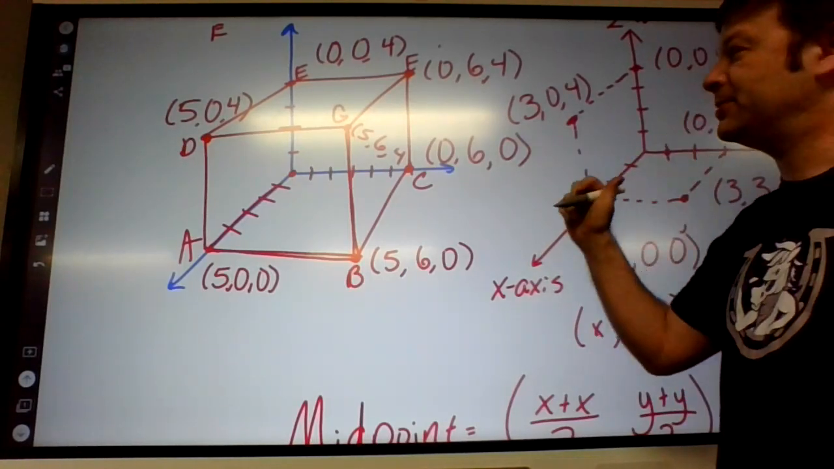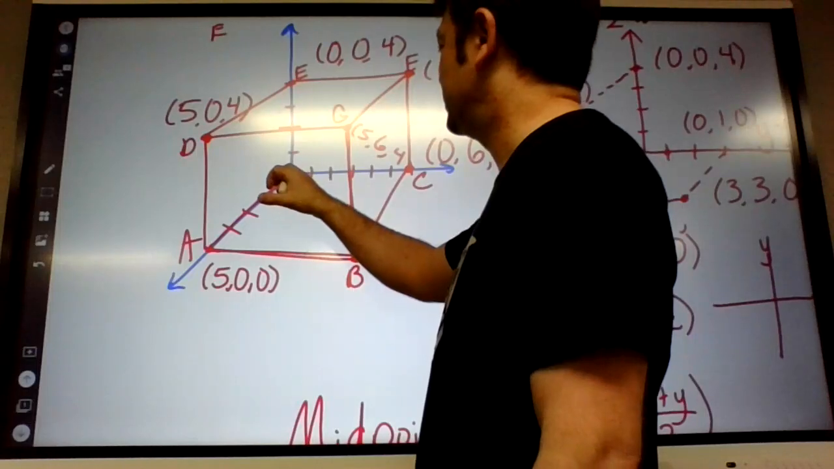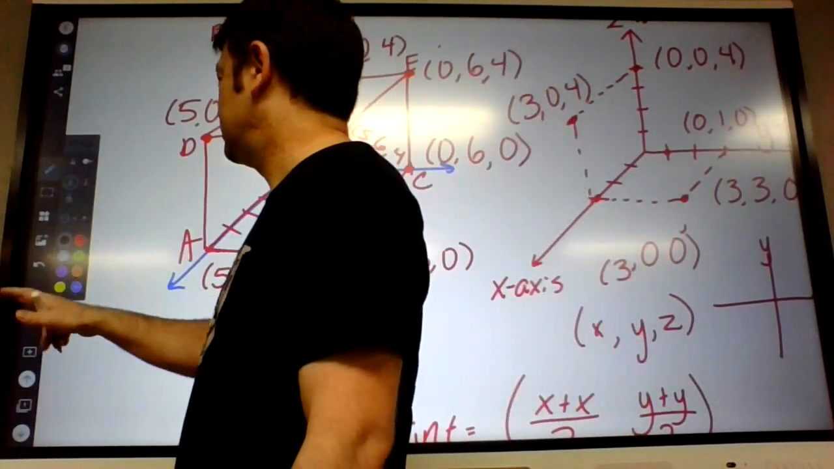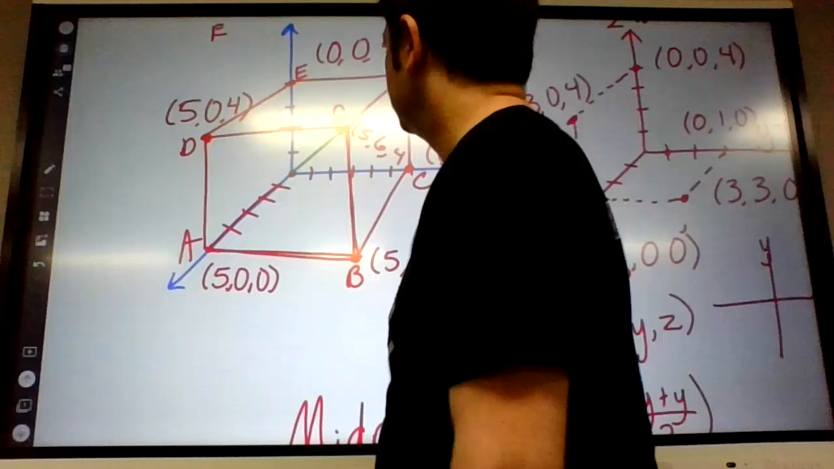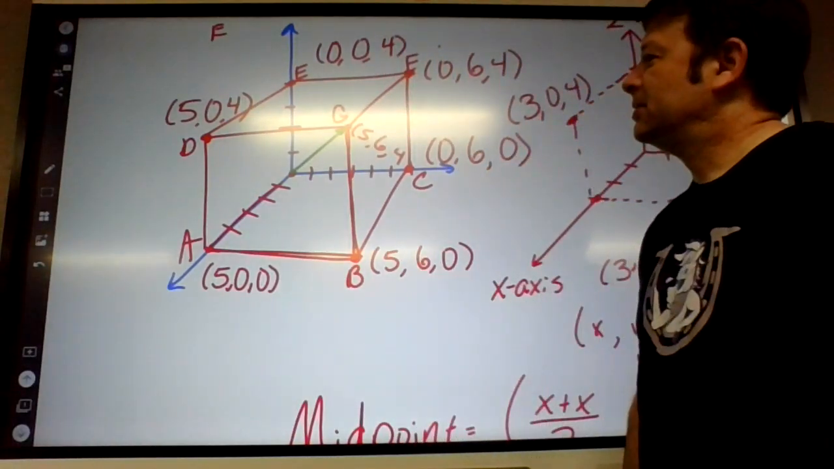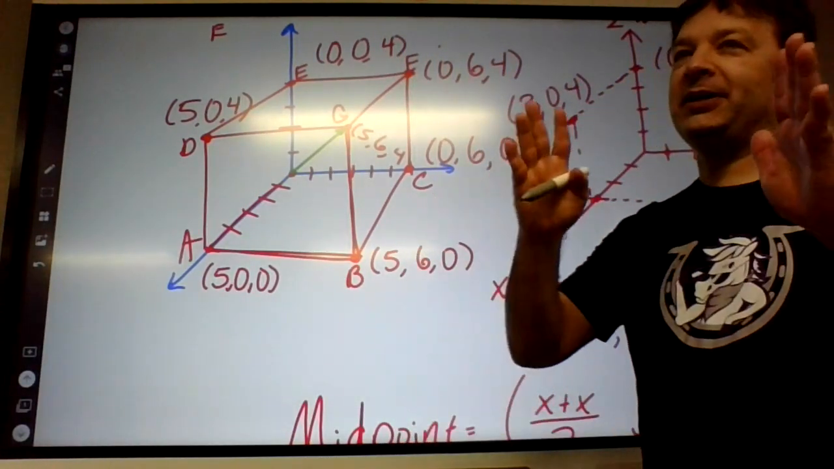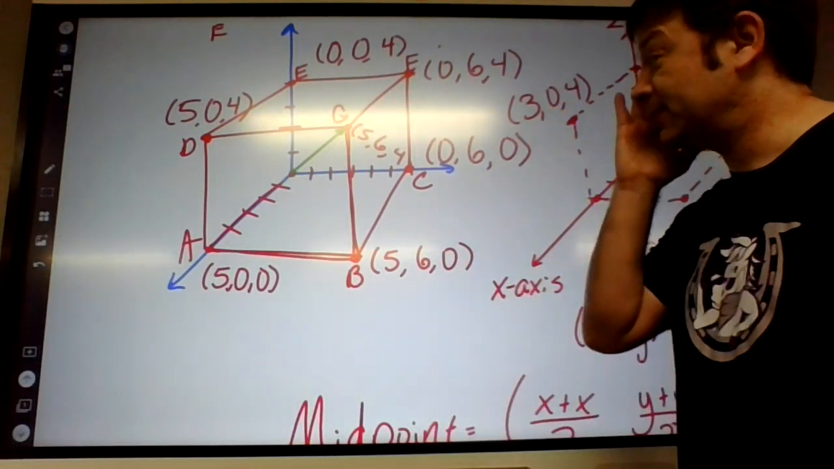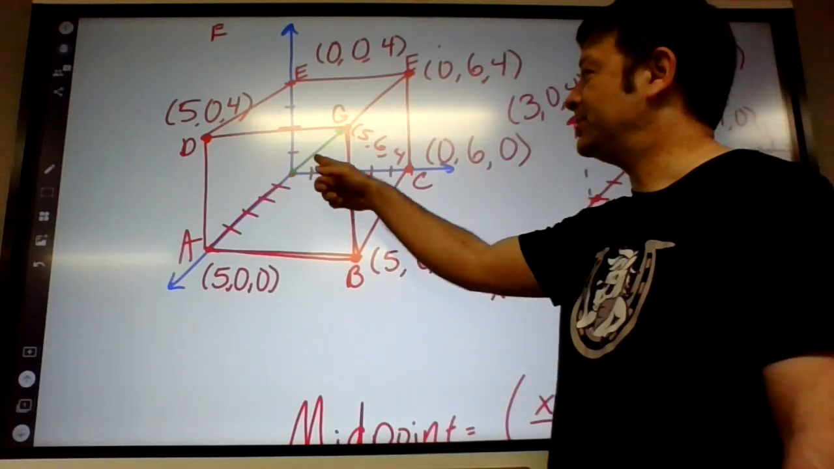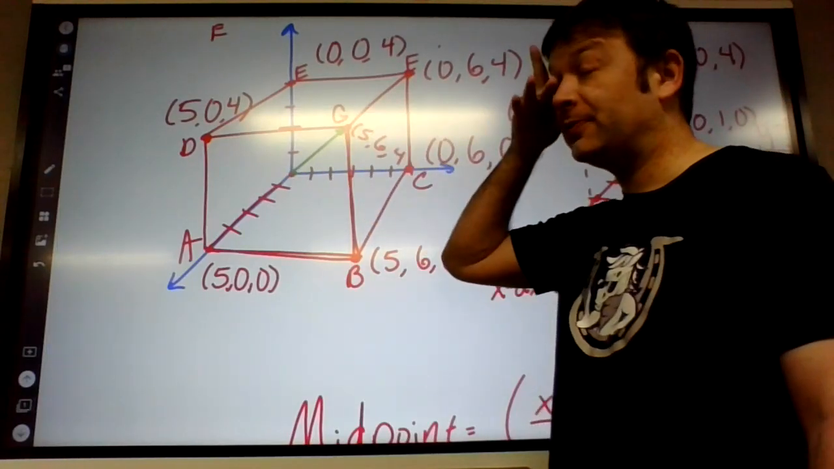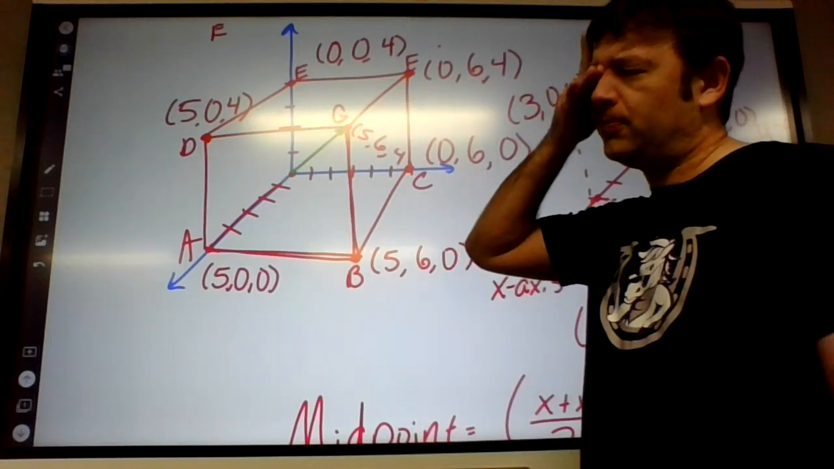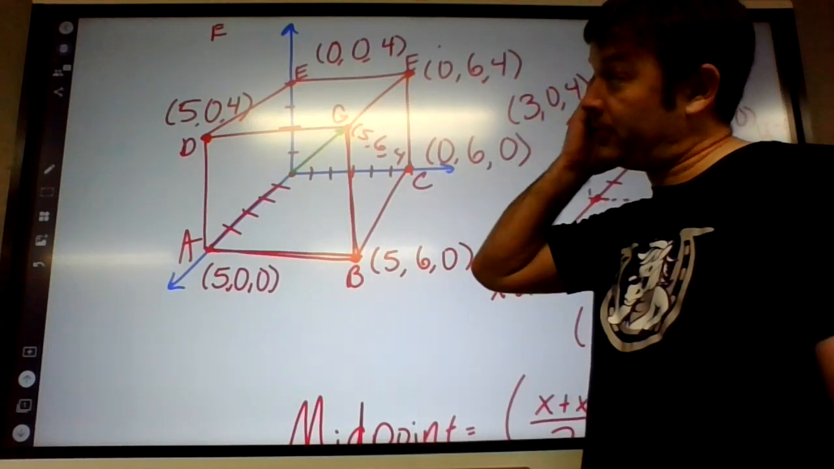But how do we find vector OG? It would be the two points at O and G. Or sorry, the magnitude of vector OG, that's what they're asking for. The vector OG would just be 5, 6, 4. I mean, it's just going from 0, 0, 0 to 5, 6, 4. But how do we find the magnitude?